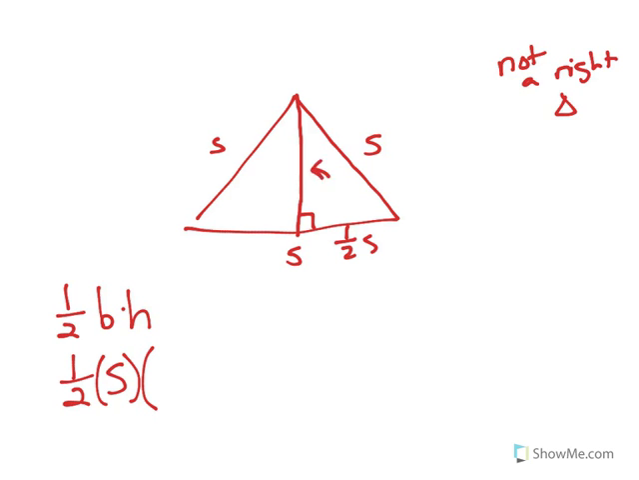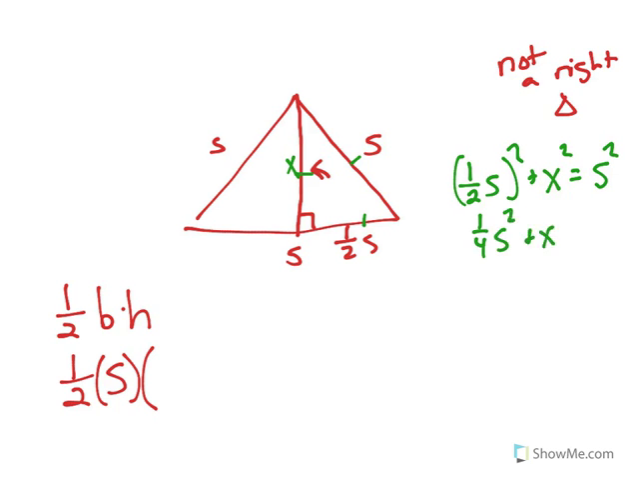So I'm doing a little work, but I don't have to do this every time. I just need to know it for this one right here. So I use my right triangle formula: A squared plus B squared equals C squared. I know that 1/2 S squared plus, we'll call this X, X squared equals S squared. This is 1/4 S squared plus X squared equals S squared. And I'm going to get X by itself. I'll subtract 1/4 S squared.